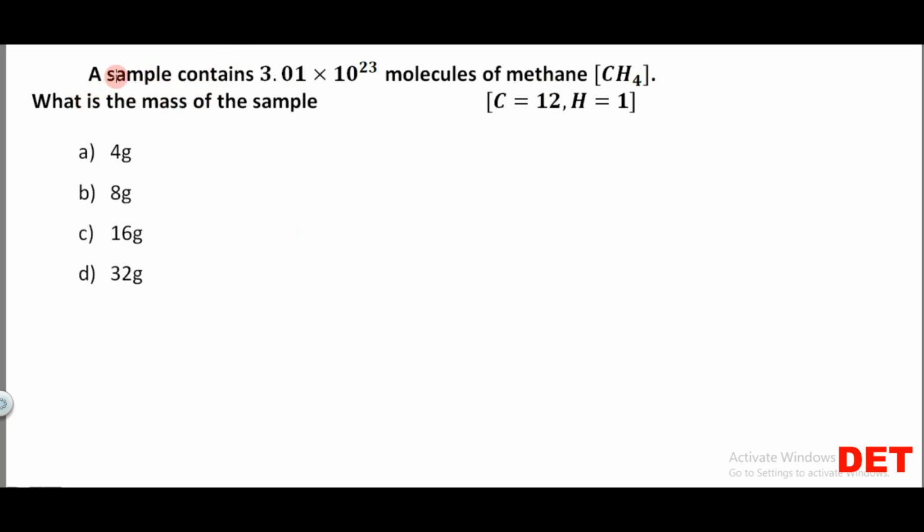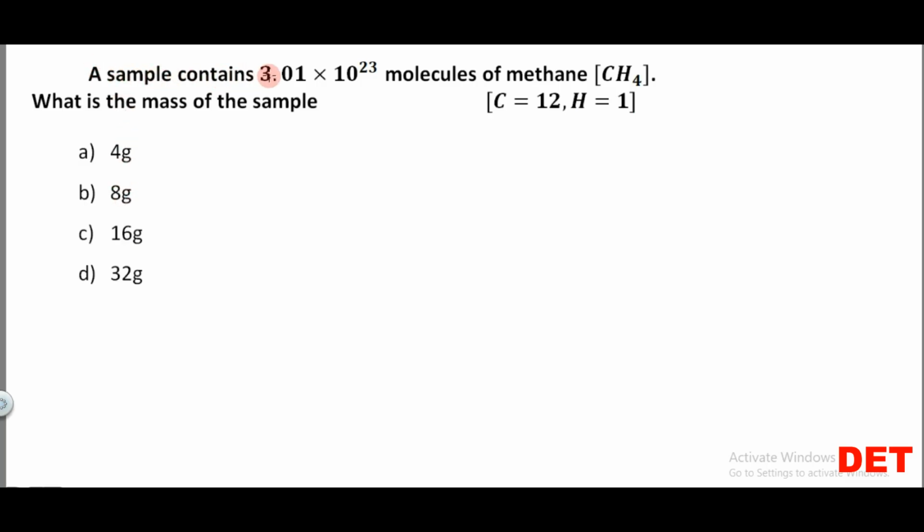Alright, so here in this video, we'll be looking at this question. The question that I have here is, a sample contains 3.01 times 10 to the power 23 molecules of methane. What is the mass of the sample? So we're given the relative atomic mass of carbon to be 12 and the relative atomic mass of hydrogen to be 1. Alright, and these are the options.